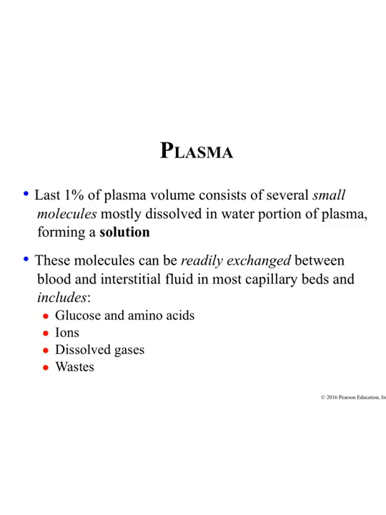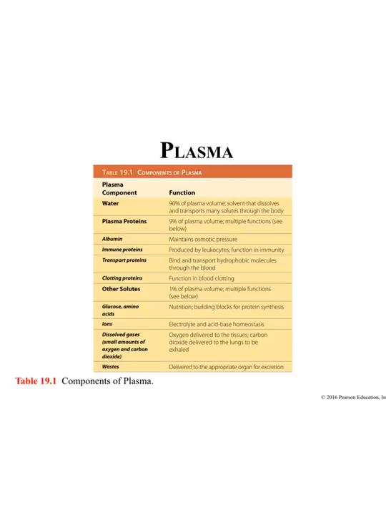So that makes 99%. The last 1% are very, very small molecules that are dissolved within the water portion, forming a solution. And we've actually talked about several of these small molecules before. This would include glucose, the amino acids, ions like sodium, chloride, potassium, dissolved gases, oxygen and carbon dioxide, as well as smaller metabolic waste. Here's a chart that breaks down the different components of plasma.